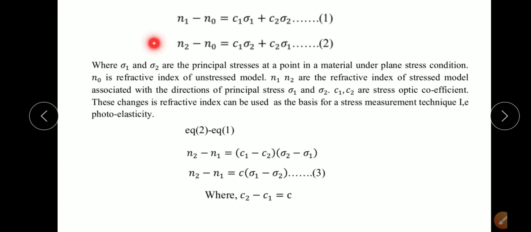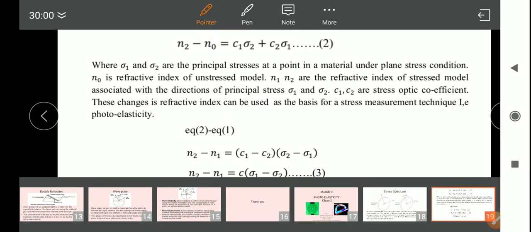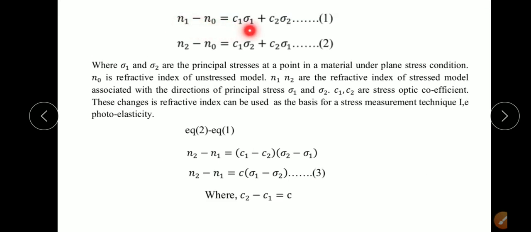So we have the formula for this. n1 is the refractive index in the stressed condition in the direction of sigma 1, and n0 is the refractive index where there is no stress. So n1 minus n0 is equal to c1 sigma 1 plus c2 sigma 2, where c1 and c2 are the stress optic coefficients. You have to remember these two equations: n1 minus n0 is equal to c1 sigma 1 plus c2 sigma 2. Similarly, n2 minus n0 is equal to c1 sigma 2 plus c2 sigma 1. These are the two very important equations for the stress optic law.